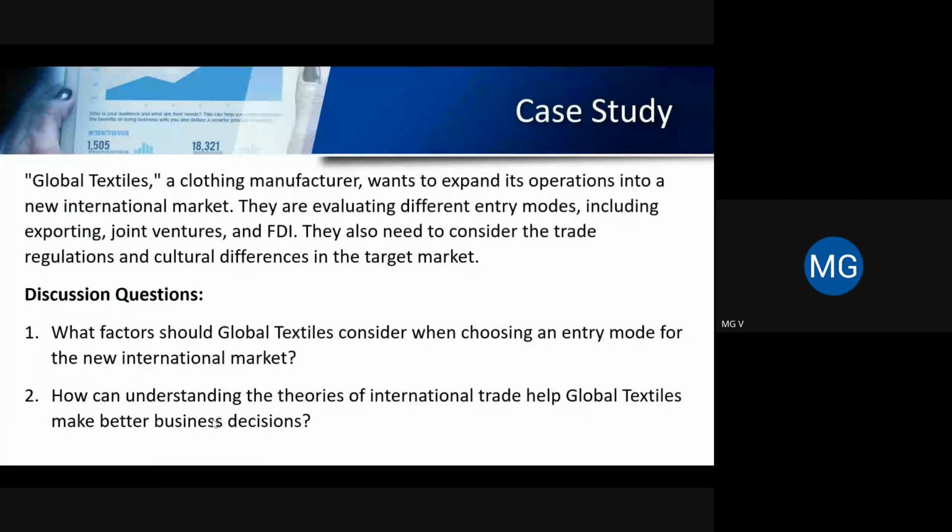How can understanding the theories of international trade help Global Textiles make better business decisions? Yes, the role of international trade theories in business decision making. By understanding comparative advantage, they can identify which products to focus on exporting and which ones to source from the international market.